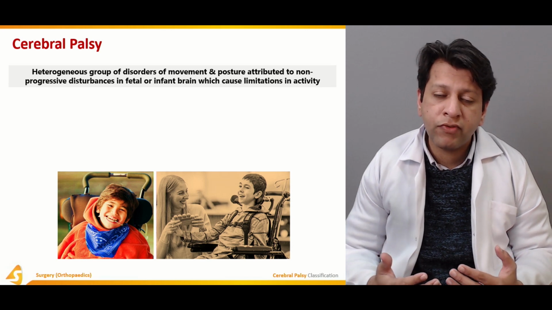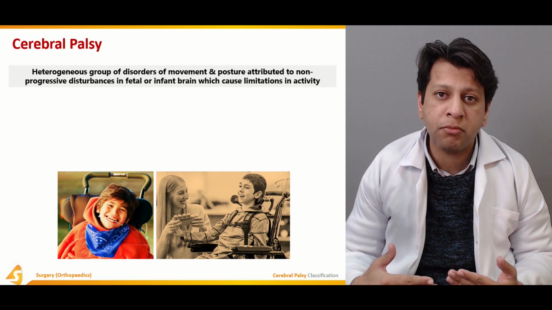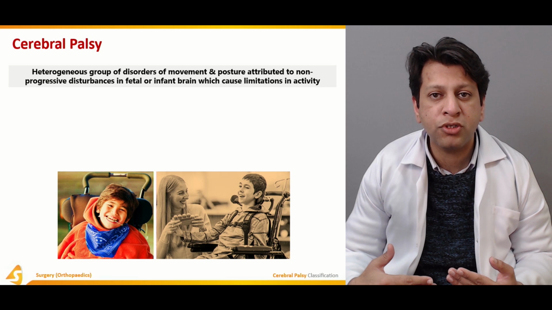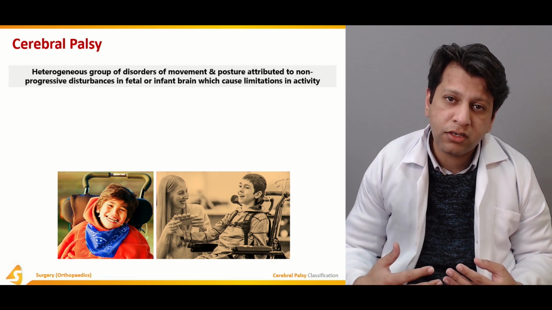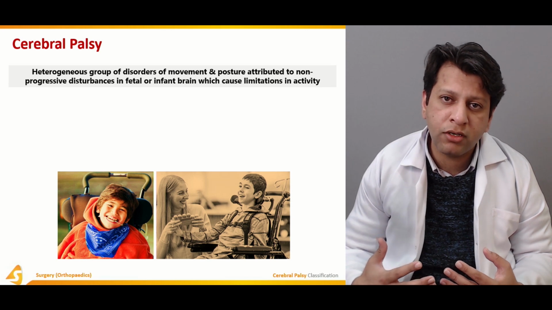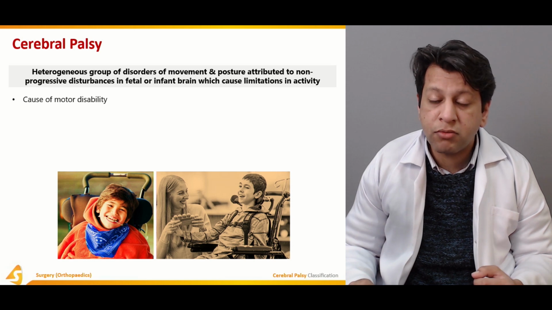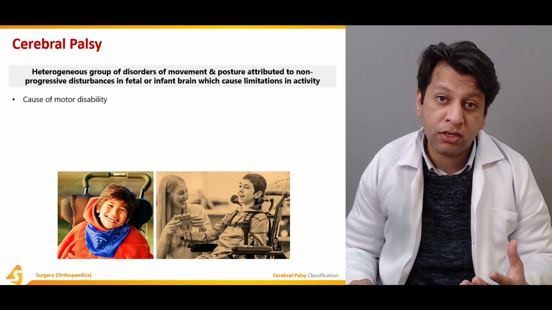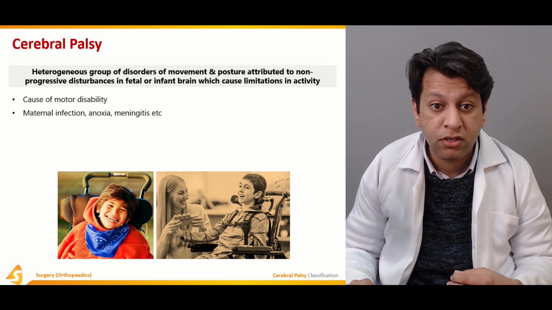Which part of the brain is affected? That is the motor neuron, which is actually the pyramidal tract, coming right from the cortices all the way back into the spine. That is the corticospinal tract. Once this is affected, it results in an upper motor neuron lesion, which results in multiple gait disturbances. It's the most important cause of motor disability, where the child is either not able to sit properly or walk properly, or there is a history of delayed milestones.